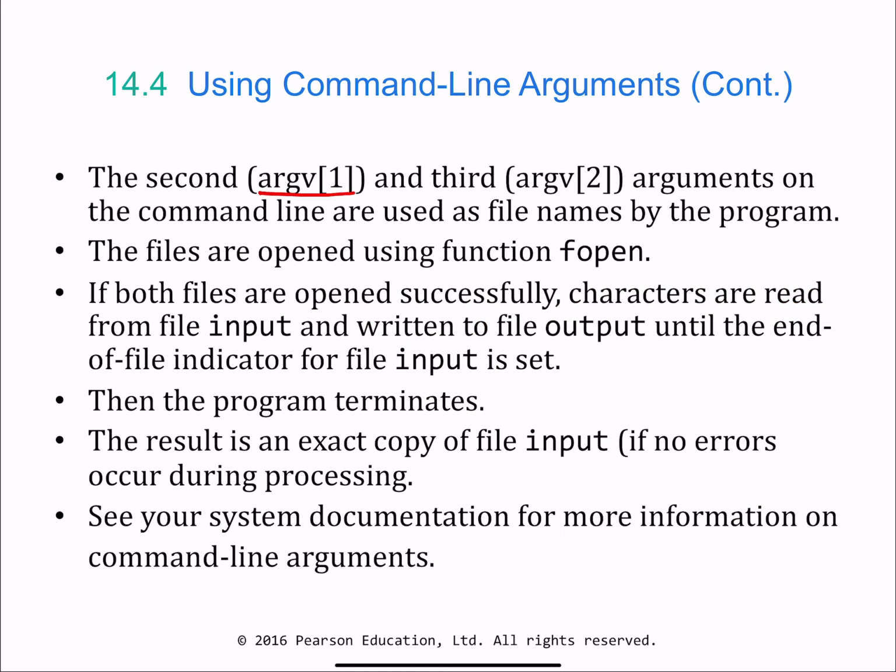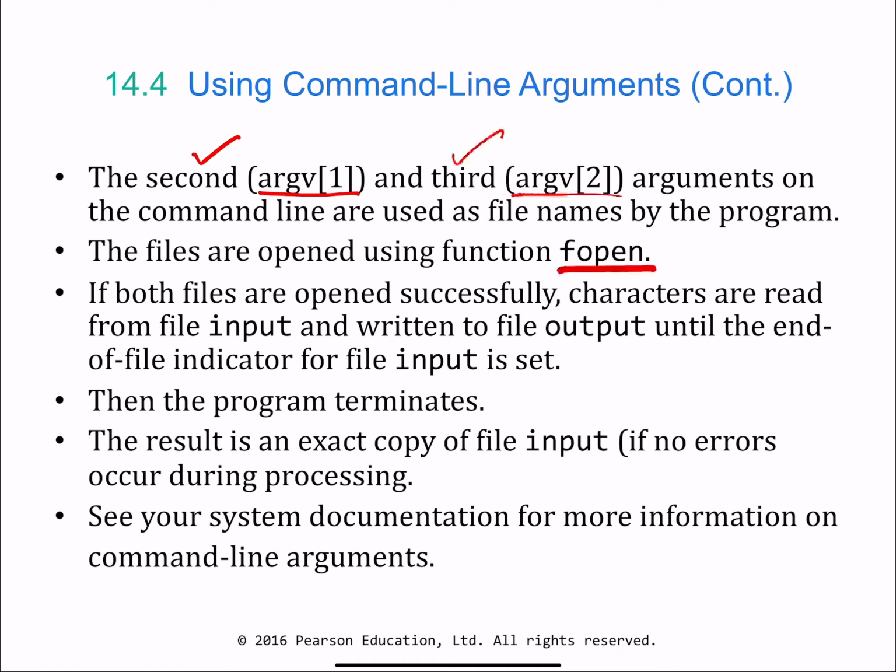We are using argv[1], the second argument, and argv[2], the third argument, as arguments to our program. We're using these for input, the name of the input file that's to be copied, and the name of the output file, the name that we want to give our copied file.